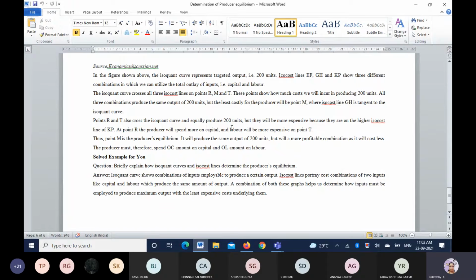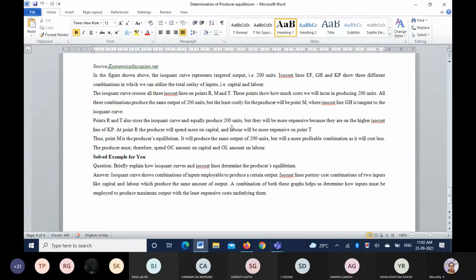In some cases, there are theories which explain one particular input and how that input brings a change in the total output. Or in some cases, multiple inputs are used and we look at how they bring changes. So there are lots of theories, and we will see all of them. We have the law of variable proportion. We have the law of returns to scale.